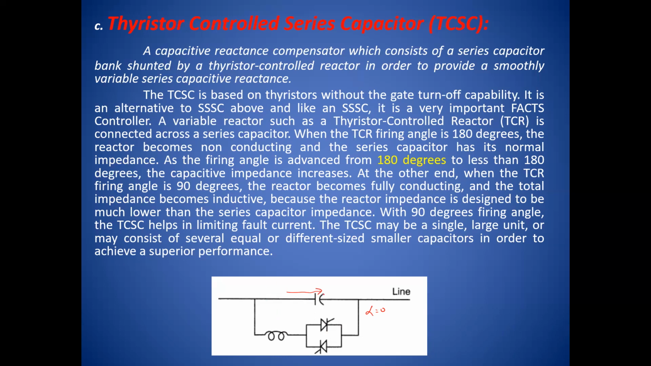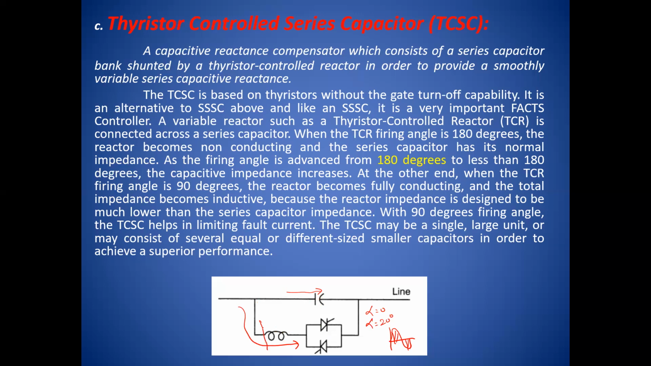So here the full capacitor value is going to be utilized, offering its base impedance, whereas with alpha equal to, say, 20 degrees, conduction of current is there, and the current is going to flow through the inductor and less current through the capacitor. So in this way the capacitive reactance of the transmission line, which is connected in series with the line, can be changed with the help of conduction of the thyristor.